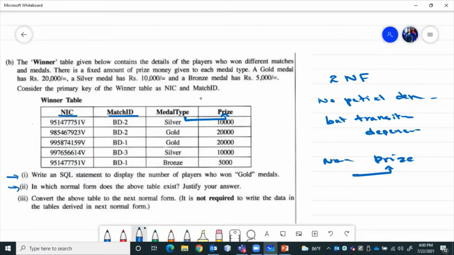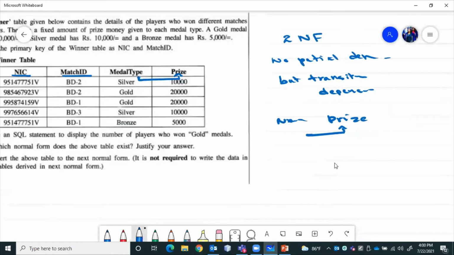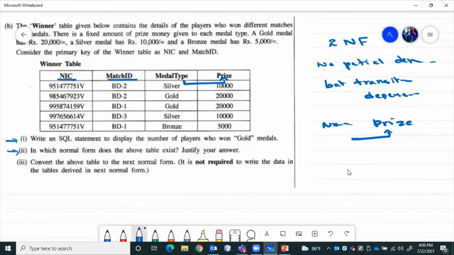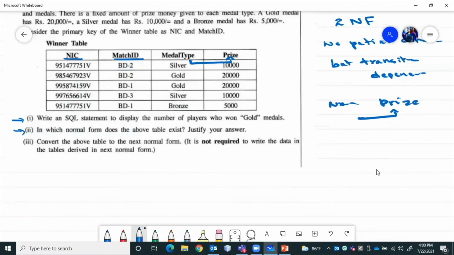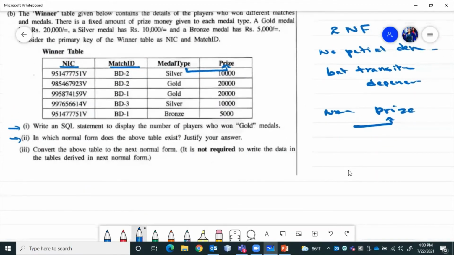Convert the above table to the next normal form. It is not required to write the data in the tables. Derive the next normal form. No need to write the data, just write the relations. That's it. So how can we do that? Just send me answers if you can.